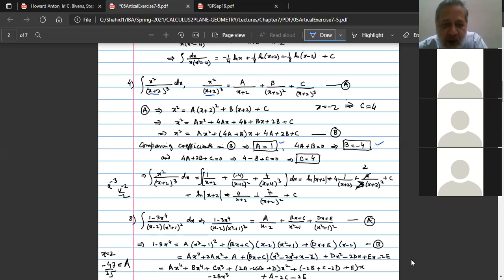Now we have value of a, value of b, and we need value of c. So the third equation, the constant. We don't have a constant on the left hand side, so the constant on the right hand side, जो भी आ रहा है, that should be 0.